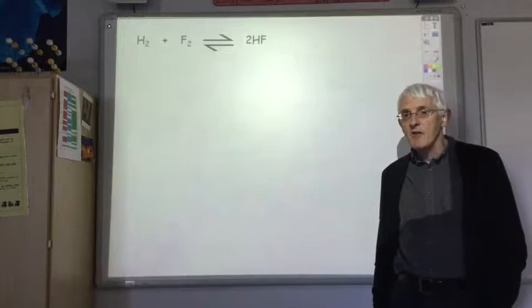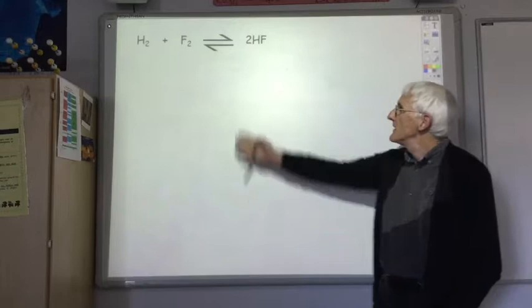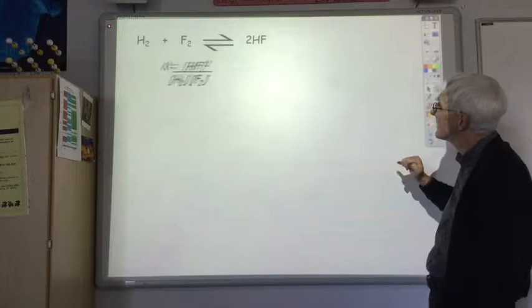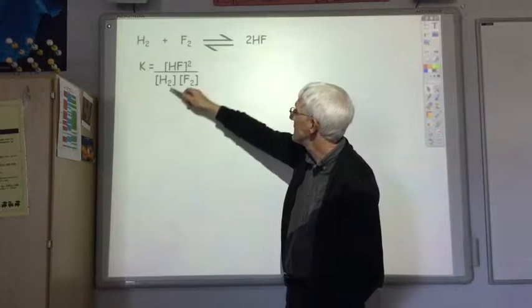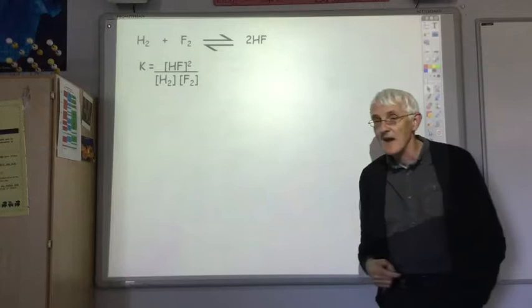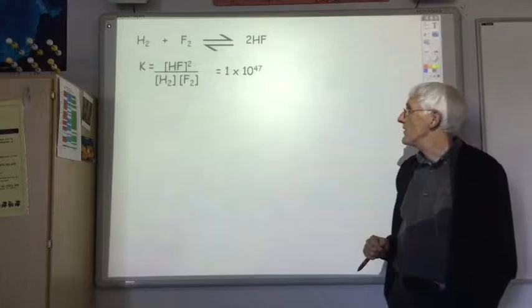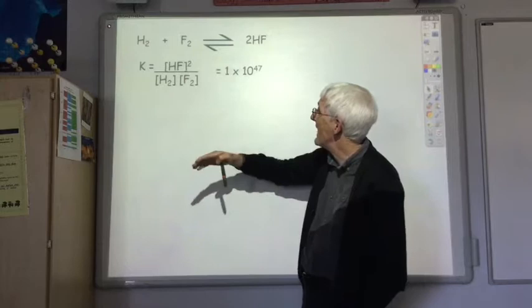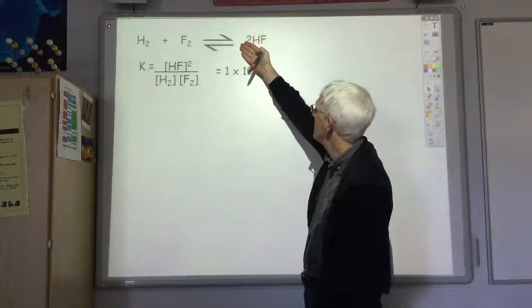The value of the equilibrium constant can vary over a huge number of orders of magnitude. Take this reversible reaction, for example. The expression for the equilibrium constant would be HF squared divided by the concentration of hydrogen times the concentration of fluorine. And if you do that calculation at equilibrium, you get a value of 1 times 10 to the 47. So it's got a very, very high equilibrium constant. And that's because the concentration of HF is so high. So in this particular reaction, equilibrium lies way over to the right hand side, and you get an awful lot of product produced.